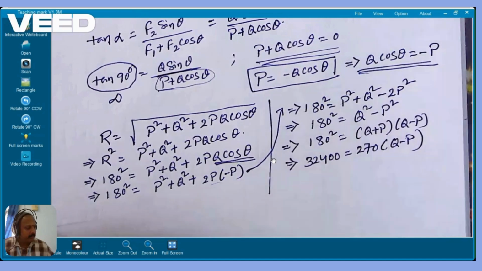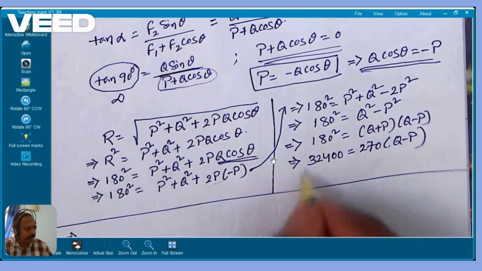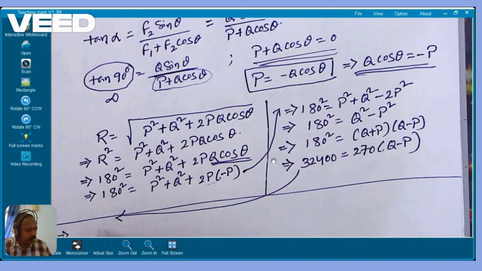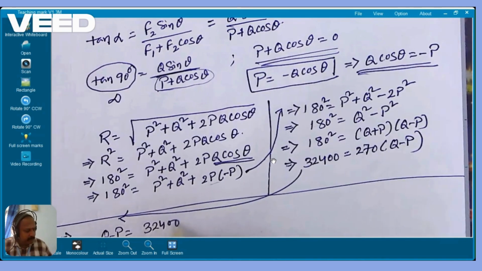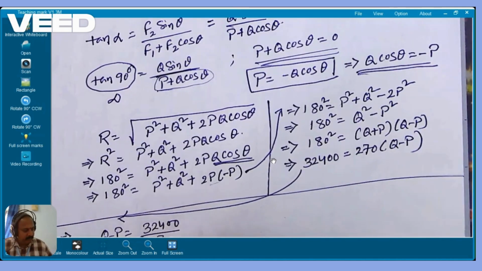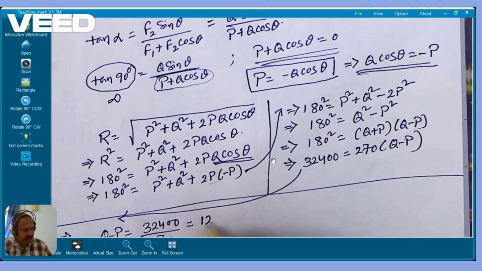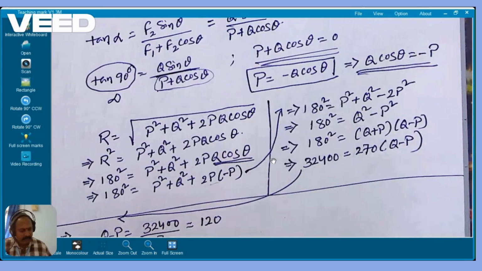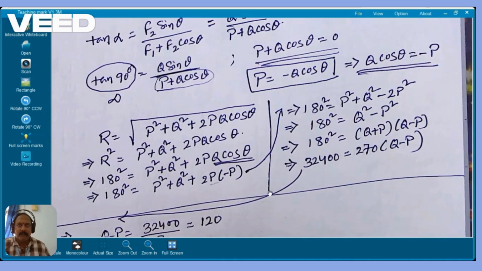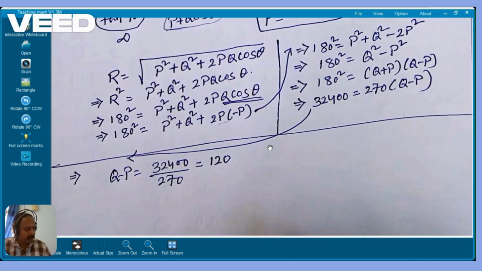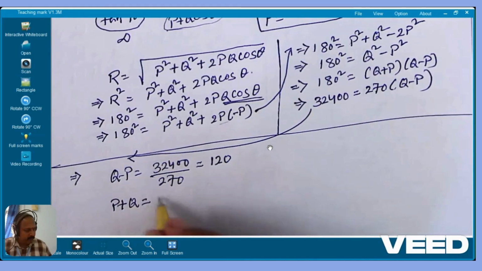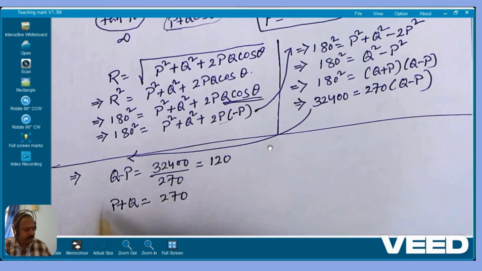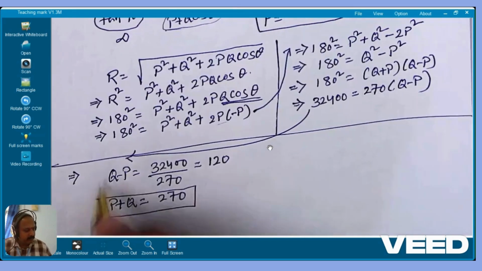So let us continue from here. Q minus P is equal to 32400 by 270. Clear? So after calculation, we'll get 120. So Q minus P is 120, and what is P plus Q? P plus Q is 270. So these are the two equations here.